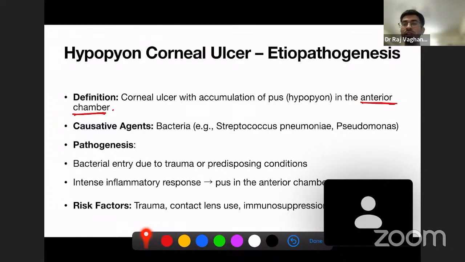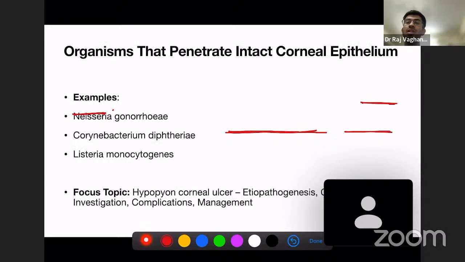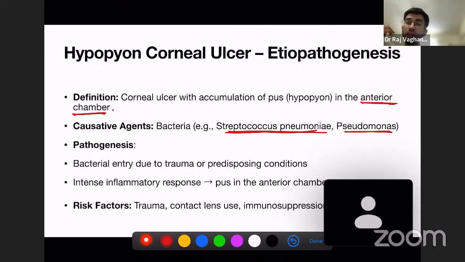Now etiopathogenesis. The causative agents of hypopyon corneal ulcer are mainly Streptococcus pneumoniae and Pseudomonas. I told you about three organisms that can enter the intact epithelium: Neisseria gonorrhoeae, Corynebacterium diphtheriae, and Listeria monocytogenes. These can also lead to hypopyon corneal ulcer, but they alone cannot cause it. Instead, they make the eye susceptible to it. The main bacteria that cause hypopyon corneal ulcer are Streptococcus pneumoniae and Pseudomonas, so just remember this.